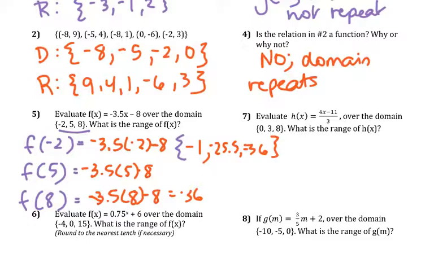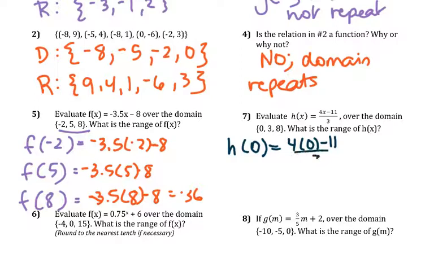Okay, number 7. I'm going to erase number 5. I'm moving across. I'm not going in order, but number 7, it says evaluate h of x, and this is the h of x. And so I'm going to do for 0, 3, and 8. So I'm going to say h of 0 is equal to 4 times 0 minus 11 over 3. So that's 0 minus 11, which is -11 over 3.